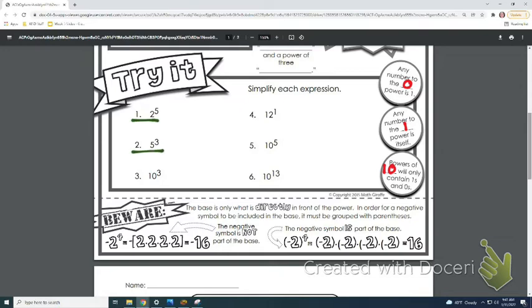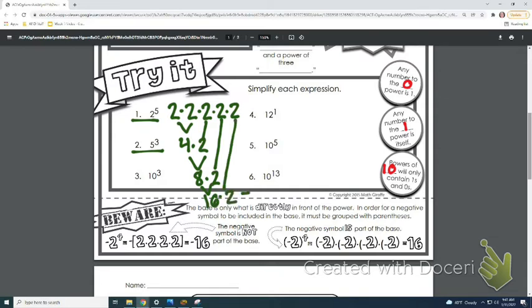First thing I do is set it up in expanded form. So 2 is my base. I'm going to do it 5 times: 2, 2, 2, 2, 2. We're multiplying all of these. So I do 1 at a time. 2 times 2 is 4. Bring down my next one. 4 times 2 is 8. Bring down my next one. Times it by 2. 8 times 2 is 16. And then bring down my last one. 16 times 2 is 32. So my answer to number 1 would be 32.